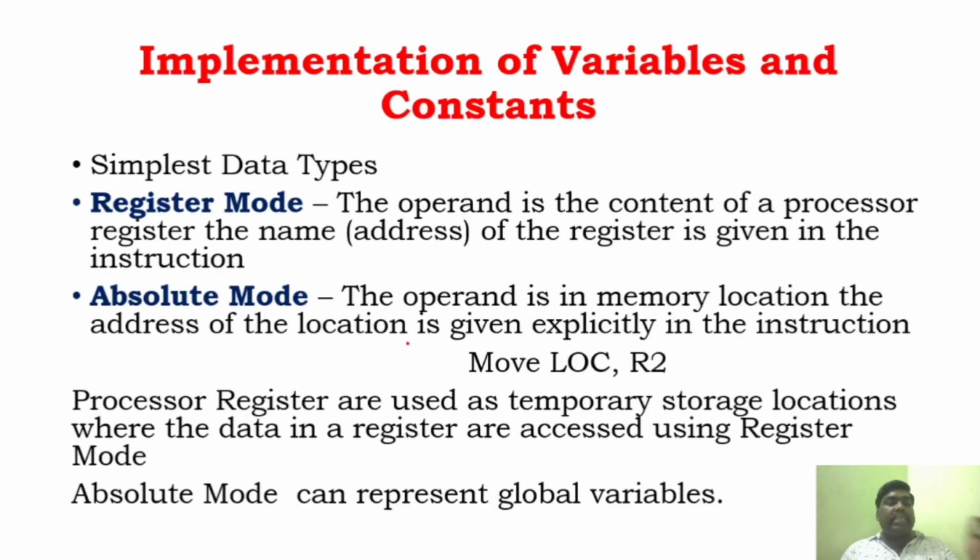We will start with the very basic addressing modes. As I said before, any program will have a list of variables and constants. These variables and constants are simple data types used in programs. In order to represent these variables and constants, these addressing modes are very useful. The very simple addressing modes are register mode and absolute mode.